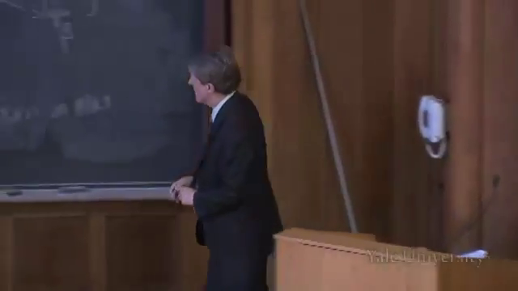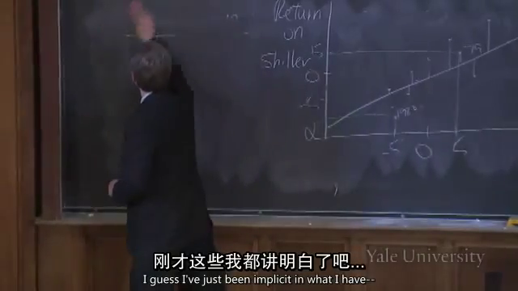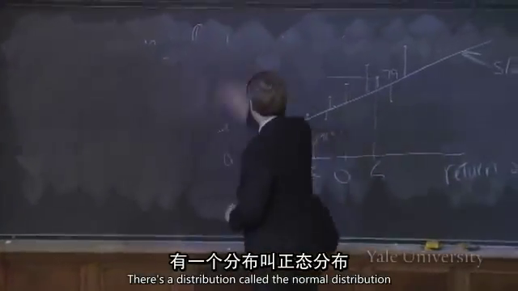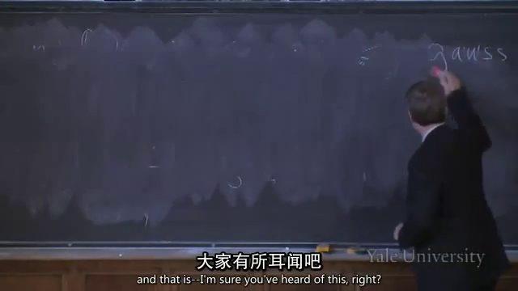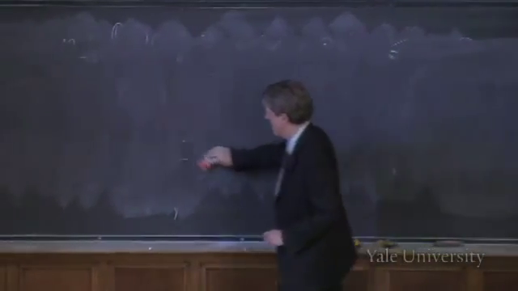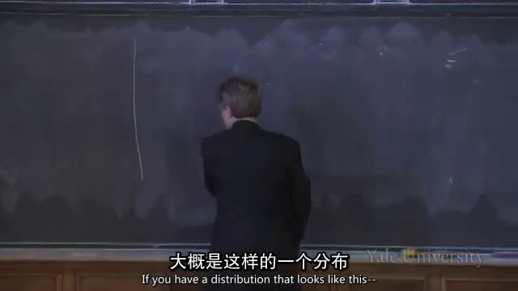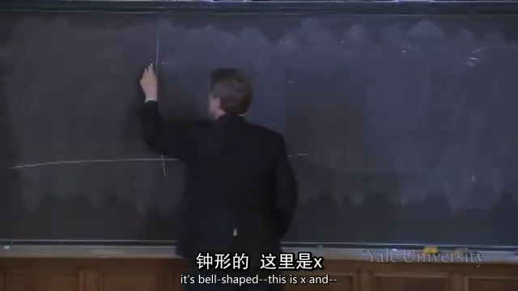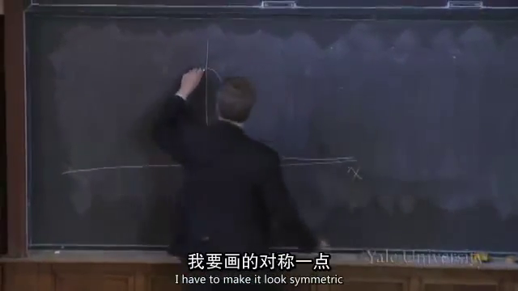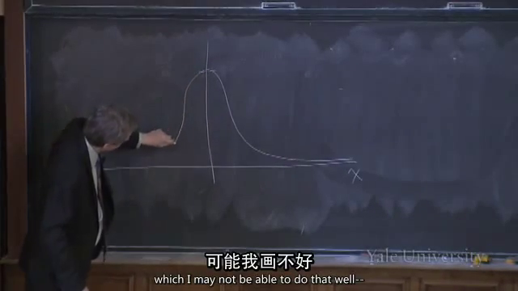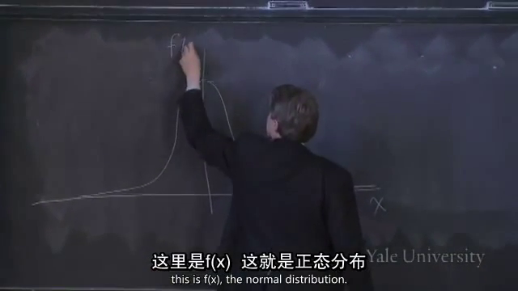Okay. So I wanted to introduce another concept, which I guess I've been implicit about so far: there's a distribution called the normal distribution. I'm sure you've heard of this, right? If you have a distribution that looks like this, it's bell-shaped, right? This is x, and I have to make it look symmetric, which I may not be able to do that well. And this is f of x.